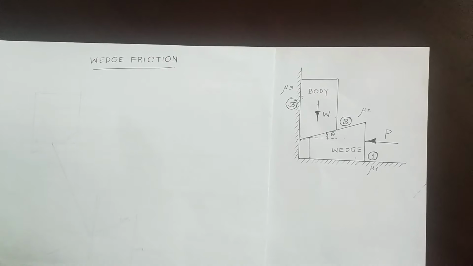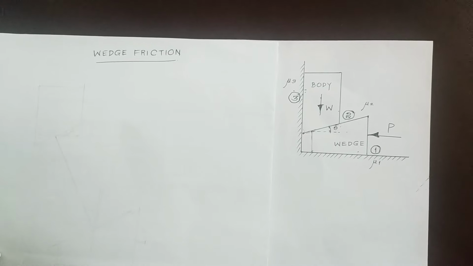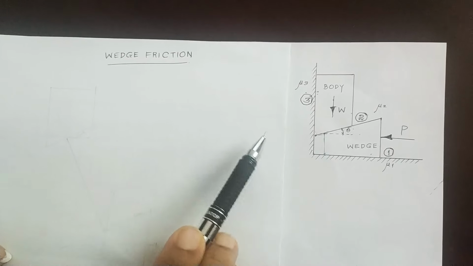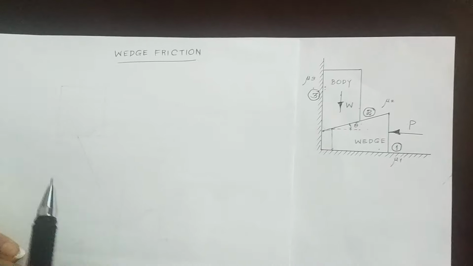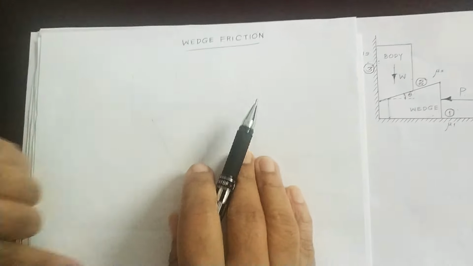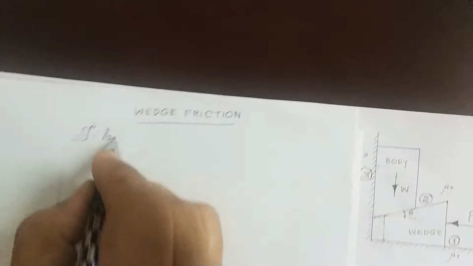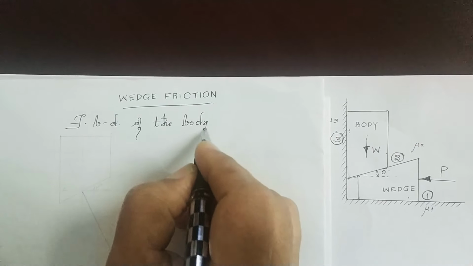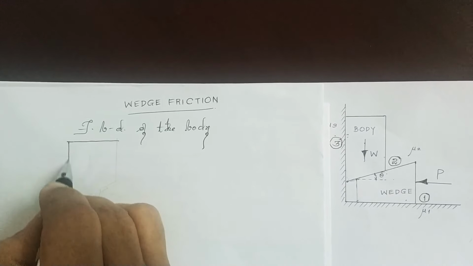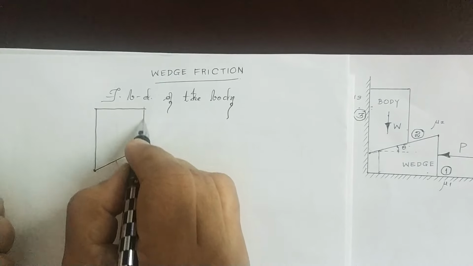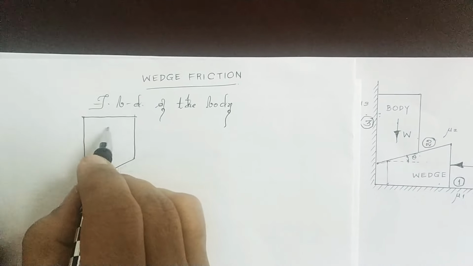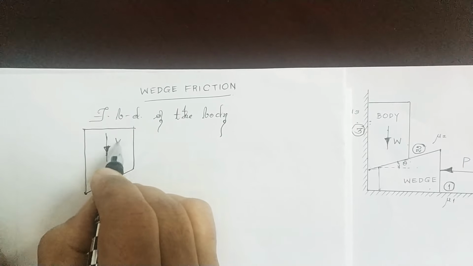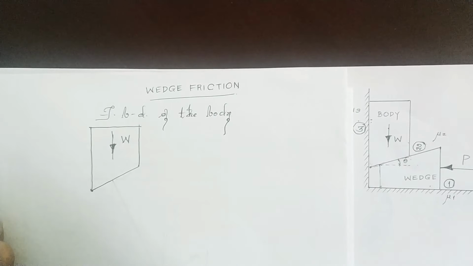So what are the forces acting on the system? To analyze those, you need to draw the free body diagram of the body being lifted up and the wedge separately. Let's see how the free body diagram of the body, the FBD of the body, looks. We have the body as this. This is the body. The first force is clearly the weight of the body which has to be lifted up, or W, which is acting vertically downwards.